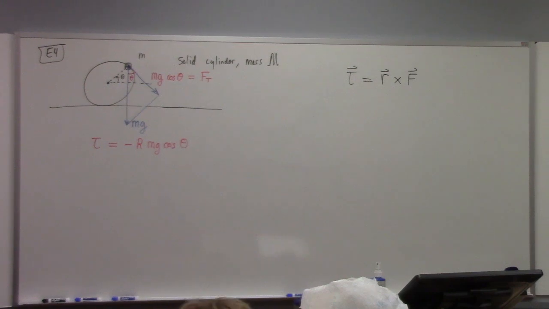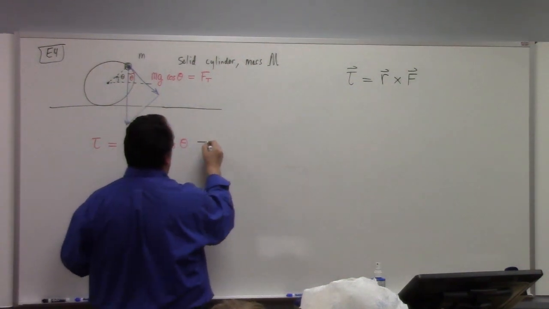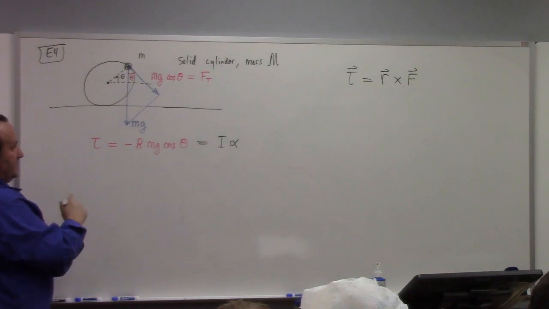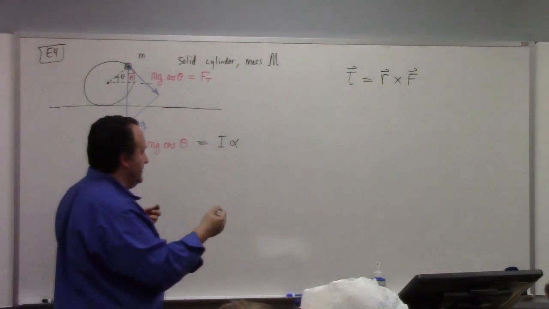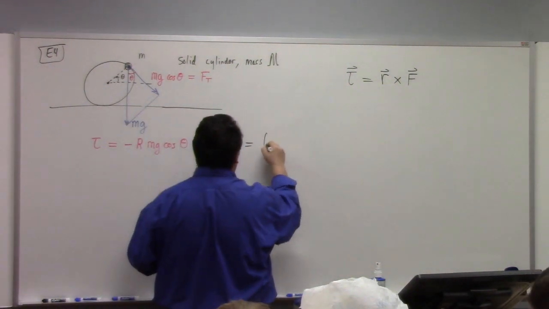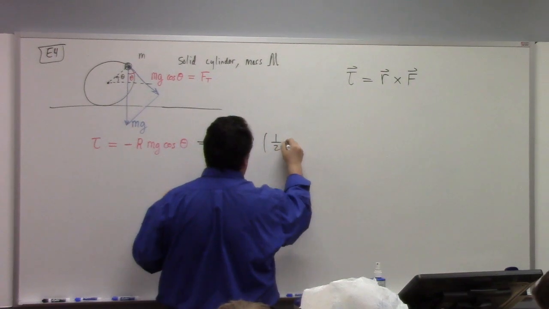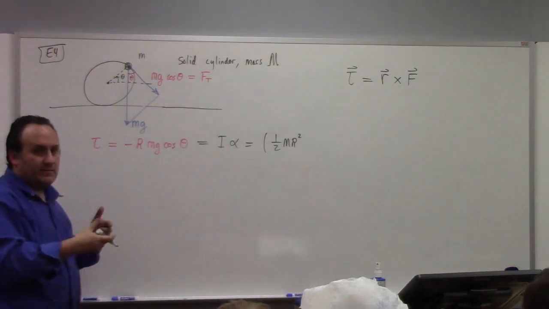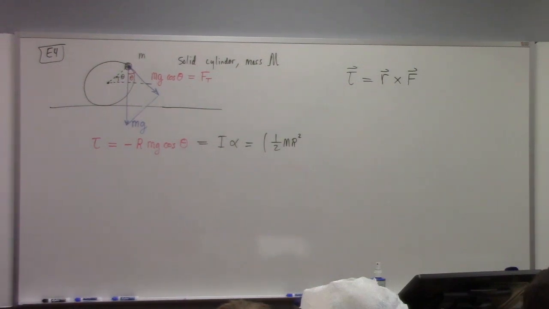Okay, so what's the moment of inertia for this system? See, this is supposed to be equal to I alpha, right? What is I? There's two pieces. Moment of inertias are additive. So here, you've got 1/2 Mr squared. That's the moment of inertia for the cylinder. We derived that last time.